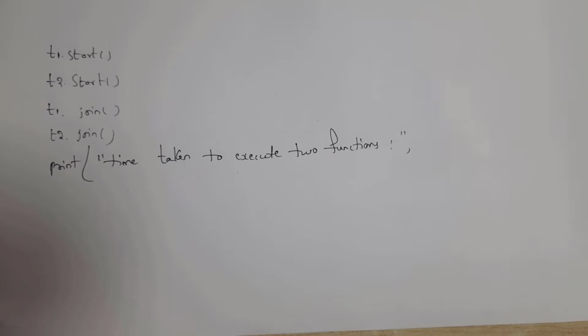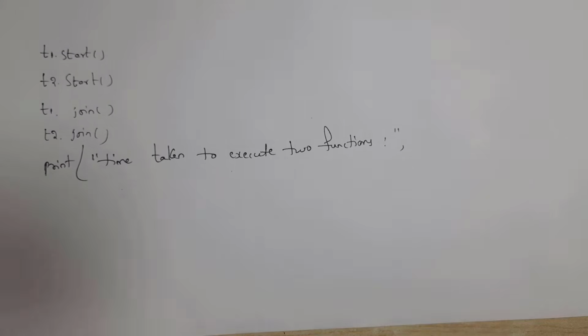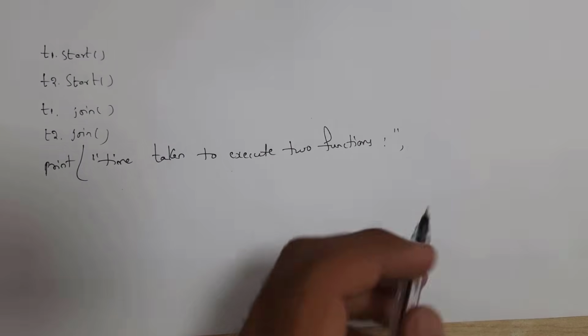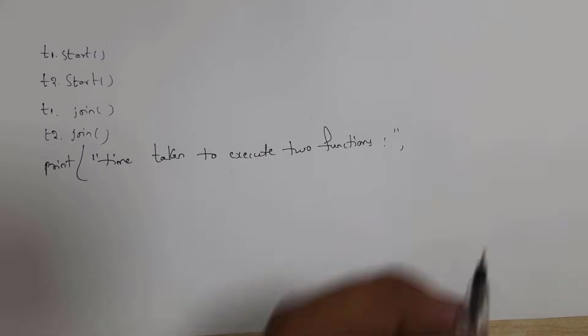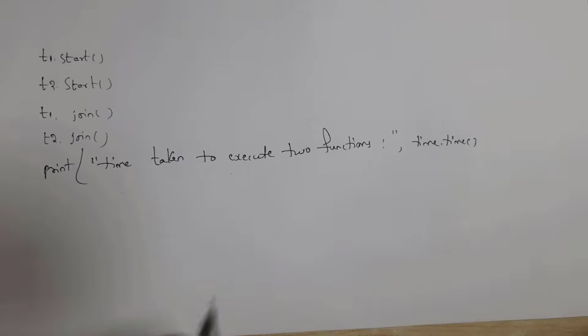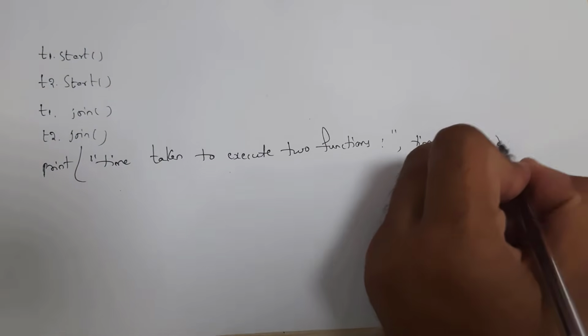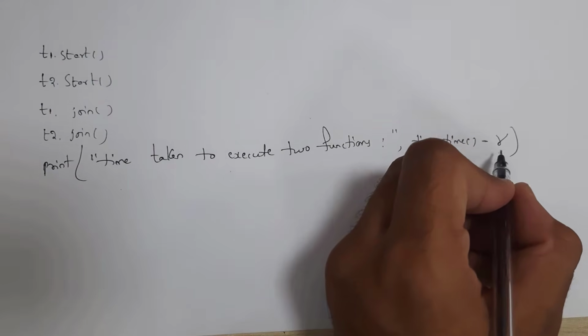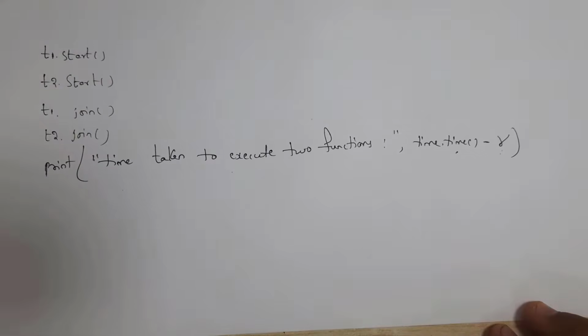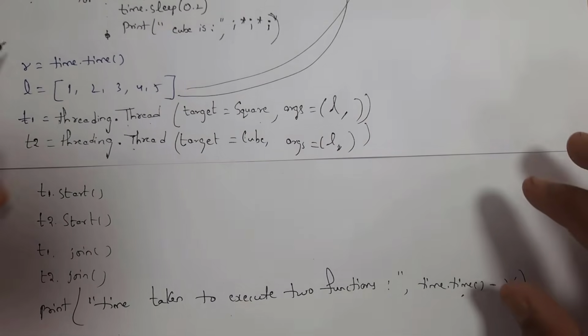And at last I want to print the time taken to execute the two functions. Inside print, write "time taken to execute two functions" in quotations, comma, time.time, where time.time will store the present time. So time.time minus r. r is nothing but the time before execution, and this time.time is the time after execution. For example, before execution the time is 11.